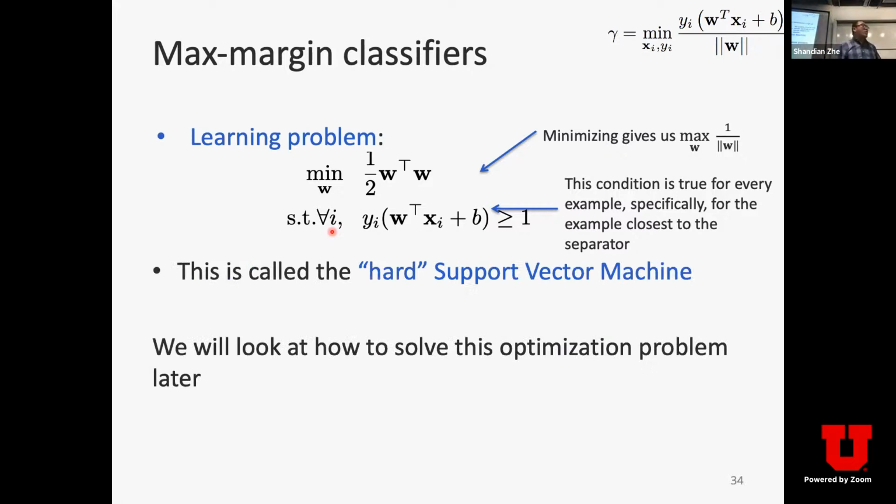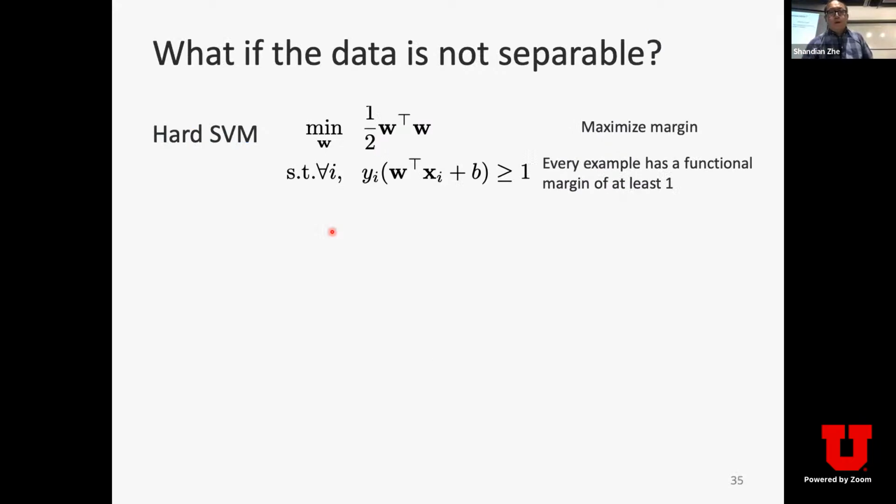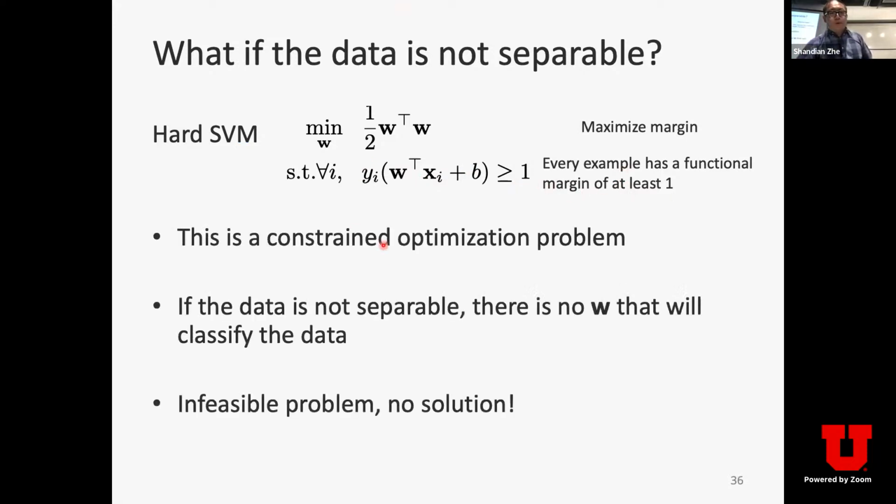Regarding how to solve this optimization problem, we'll talk about that later. But let's look at this part of SVM again. Our objective itself is half of the square norm, and then we put additional constraints over every training example. That is, every example has a function margin, namely the left-hand side of this inequality, that is at least one. This will only have a solution when the data is linearly separable.